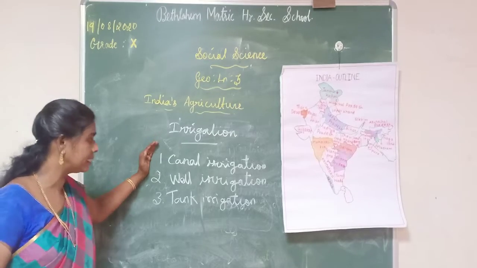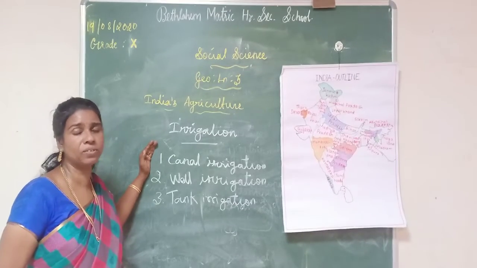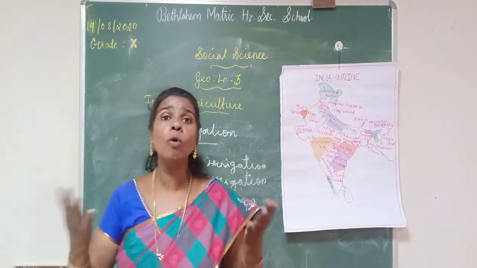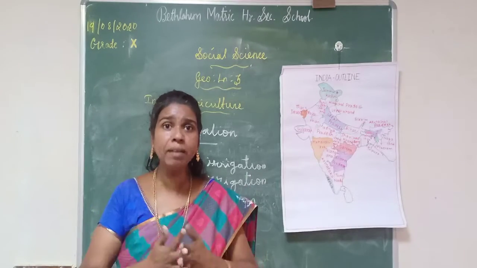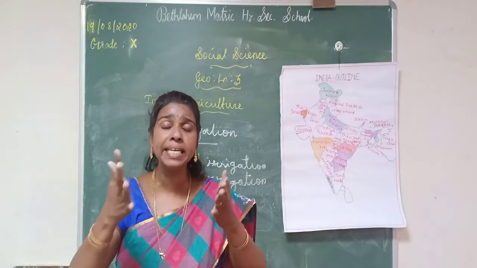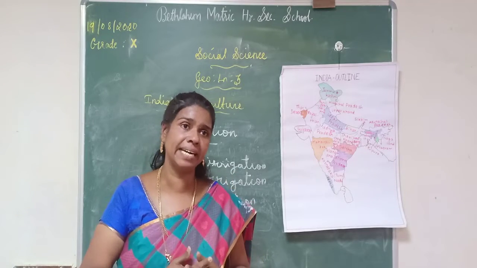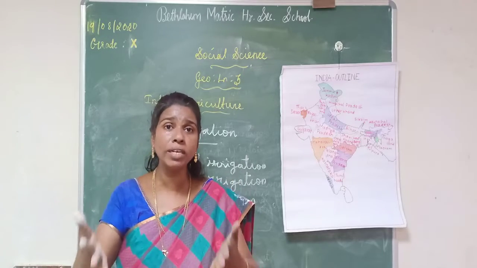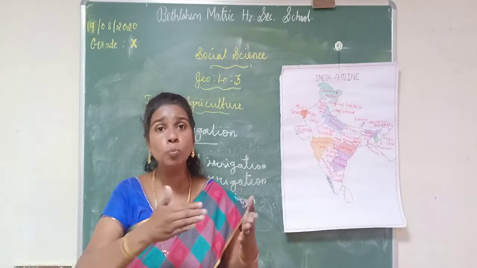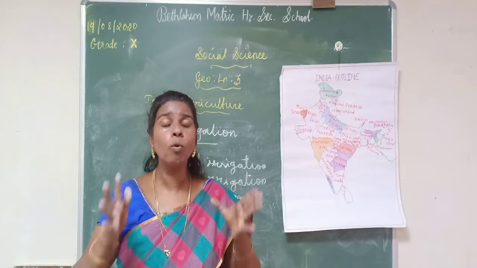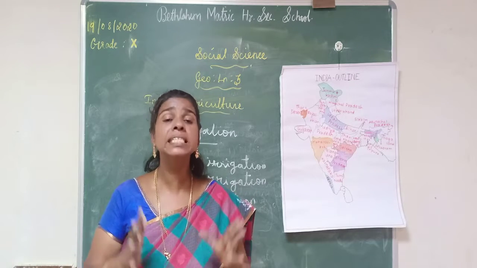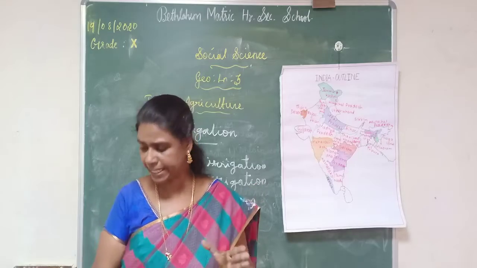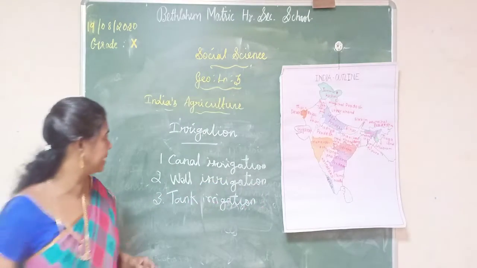The first one is canal irrigation. A canal is a main waterway that brings irrigation water to the area to be irrigated. The main waterways are canal, channel, ditch. Canal, channel, you know, is it? Ditch. D-I-T-C-H, ditch.